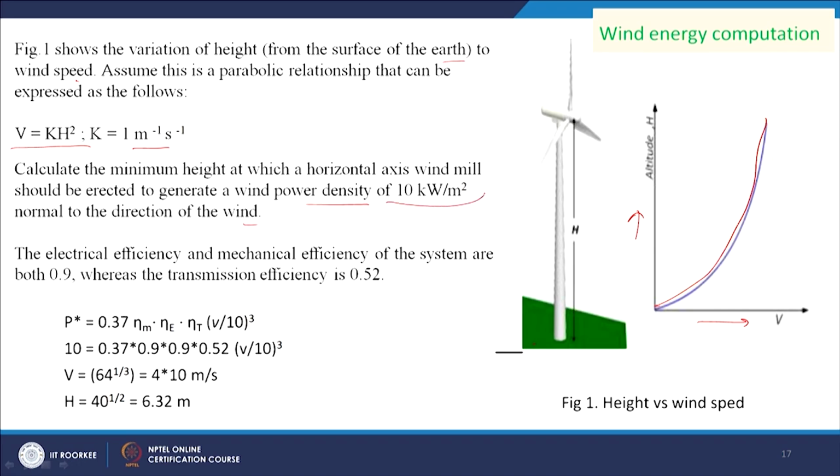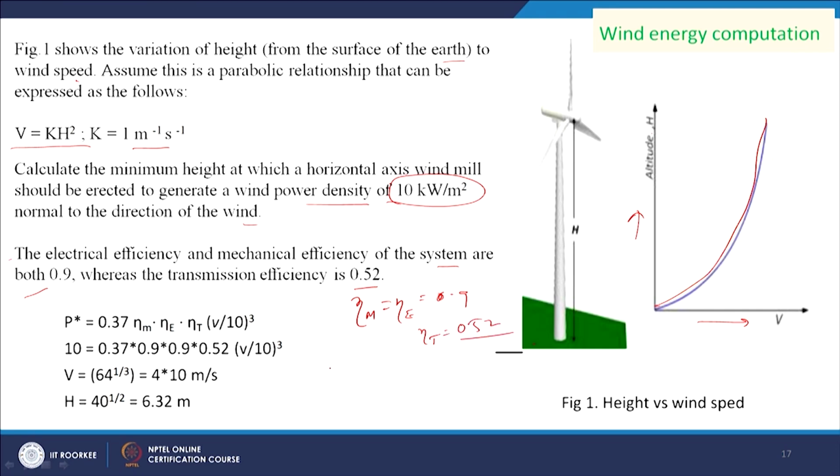So, this is our 10 kilowatt per meter square energy potential, or energy density, so that we have to calculate the height at which the mill has to be put. Now, the other information given: the electrical efficiency and mechanical efficiency of the system are both 0.9, whereas the transmission efficiency is 0.52.